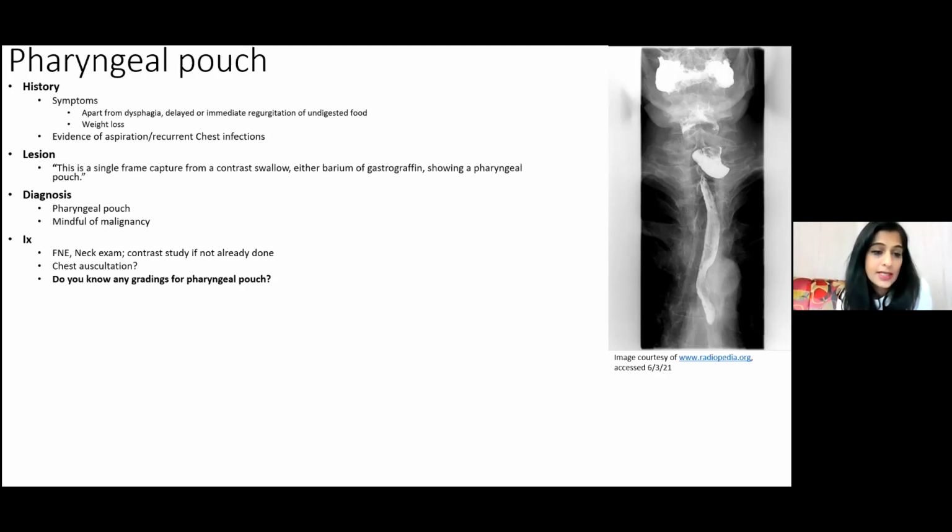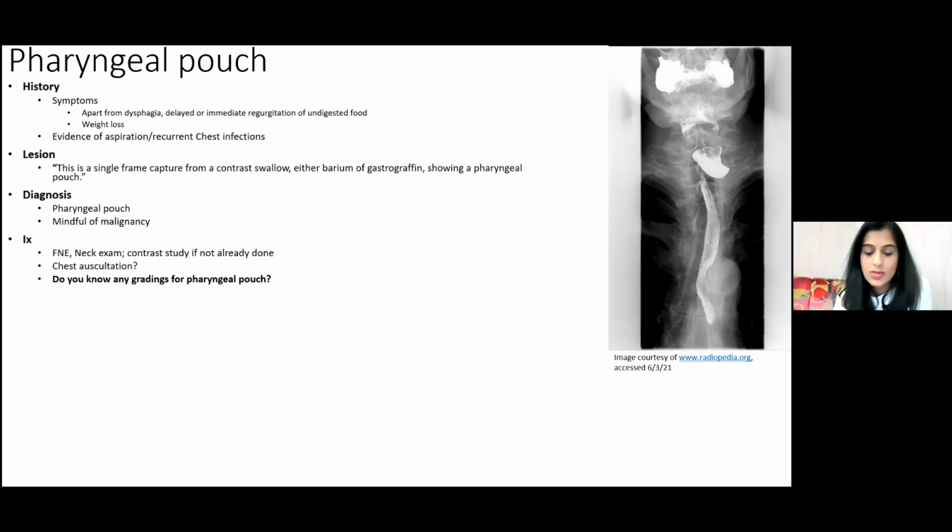So as with all of these, your examination is going to include flexible nasoendoscopy. You will examine the neck, although I still haven't, and I don't know if I've worked with a consultant who said they felt a pouch on the outside of the neck, but you've got to palpate the neck. And you would move on to a contrast study if it's not already done, but obviously in this case you're being given a photo, so it has been done.